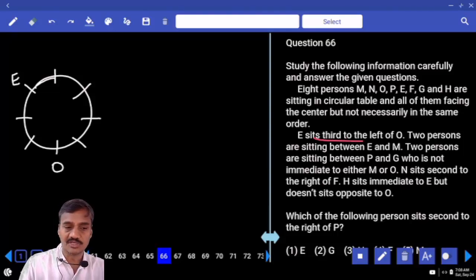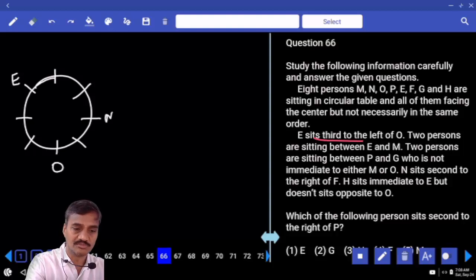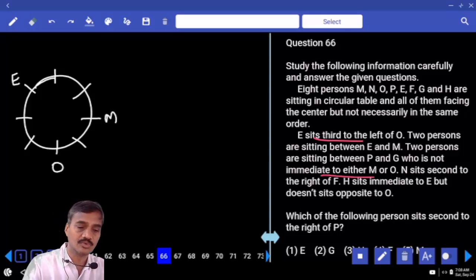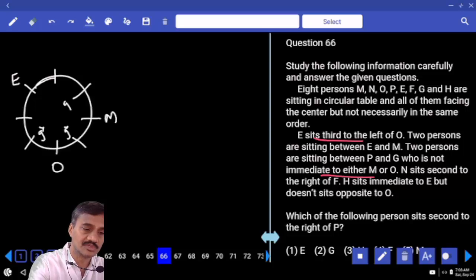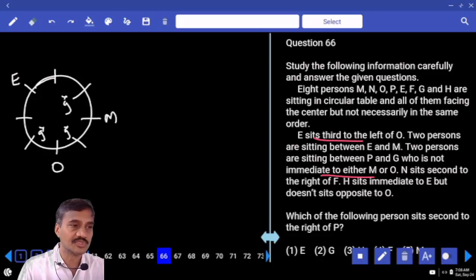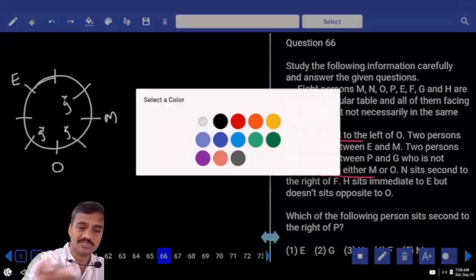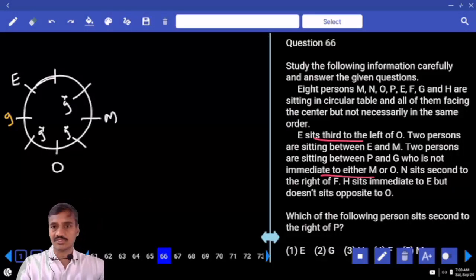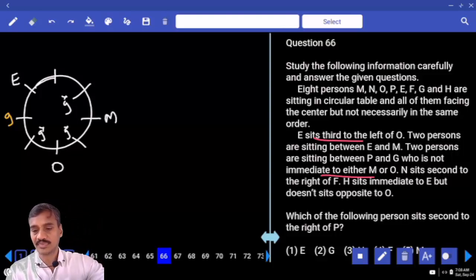And 2 persons are in between E and M. 1, 2, M must be here. And 2 persons between P and G. G is not immediately next to either M or O. Hence G cannot be here, cannot be here, cannot be here. So how many possibilities do we have for this G? 2 possibilities. That means G can be to the right hand side of E or to the left hand side. And we get the 2 possibilities.